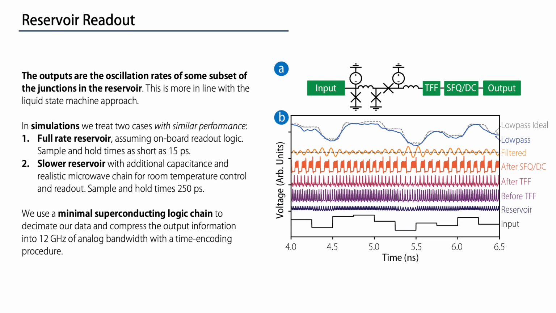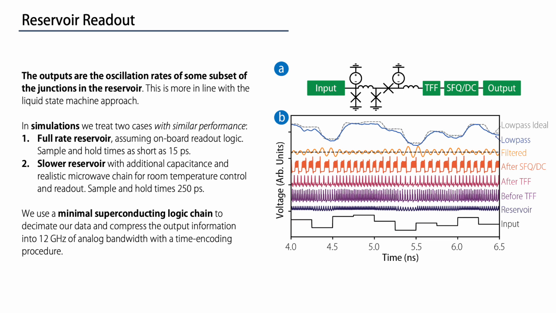We also treat a slower reservoir with additional capacitance and a realistic microwave chain, which is meant for facilitating readout and control from room temperature. In this sort of a system, we can use sample and hold times as long as 250 picoseconds. In order to achieve this slower reservoir, we use a minimal superconducting logic chain, which is shown on the top right of this slide. This decimates the data and compresses the output information into the 12 GHz of analog bandwidth we expect coming out of our fridge.